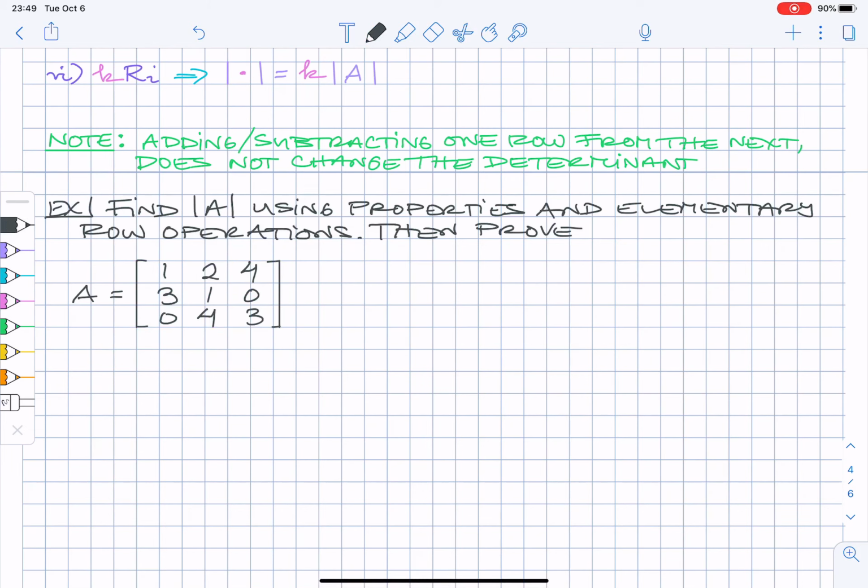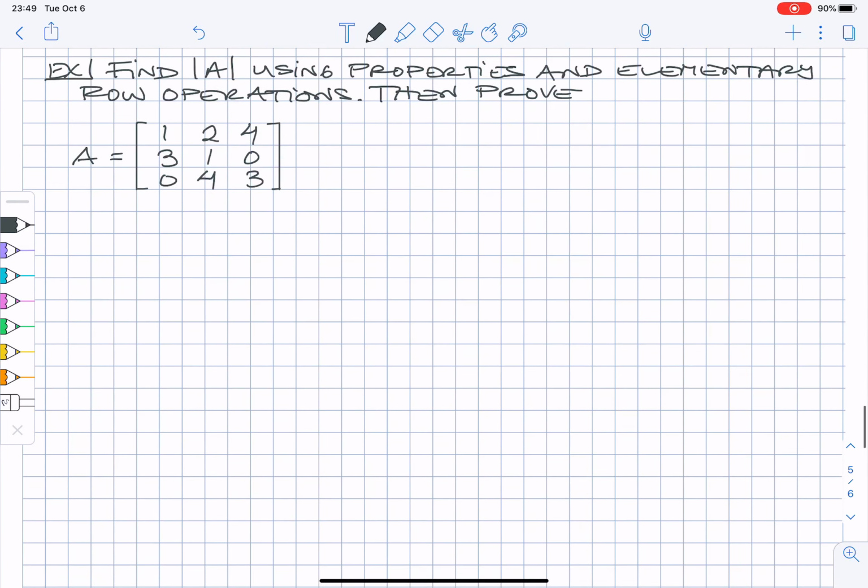Okay, so let's go ahead and start with our elementary row operations like we would solving an augmented matrix. So 1, 3, 0, only we have no augment here. 2, 1, 4, 4, 0, 3. So my goal is to get an upper or lower triangular matrix. So let's go ahead and do row 2.